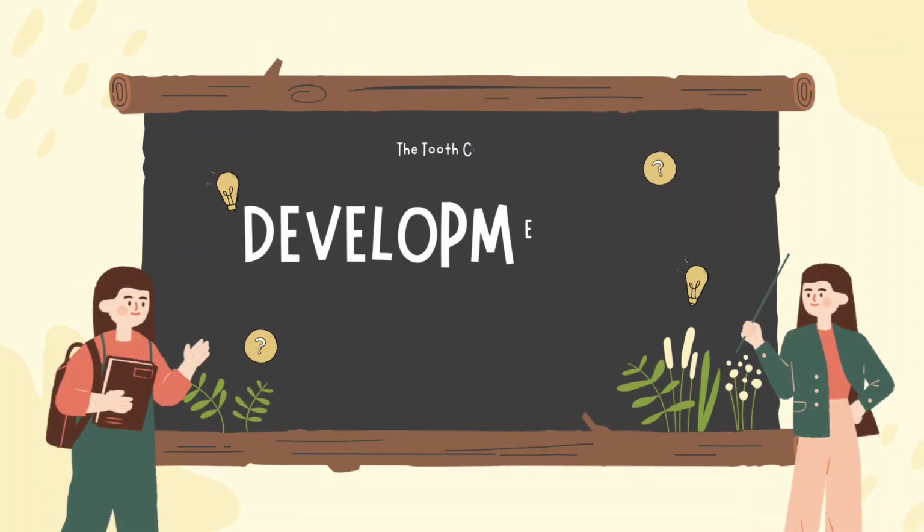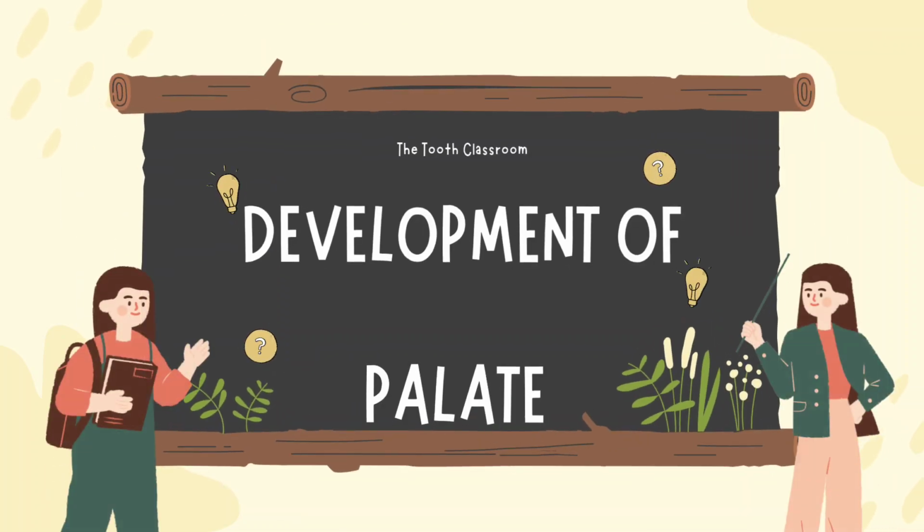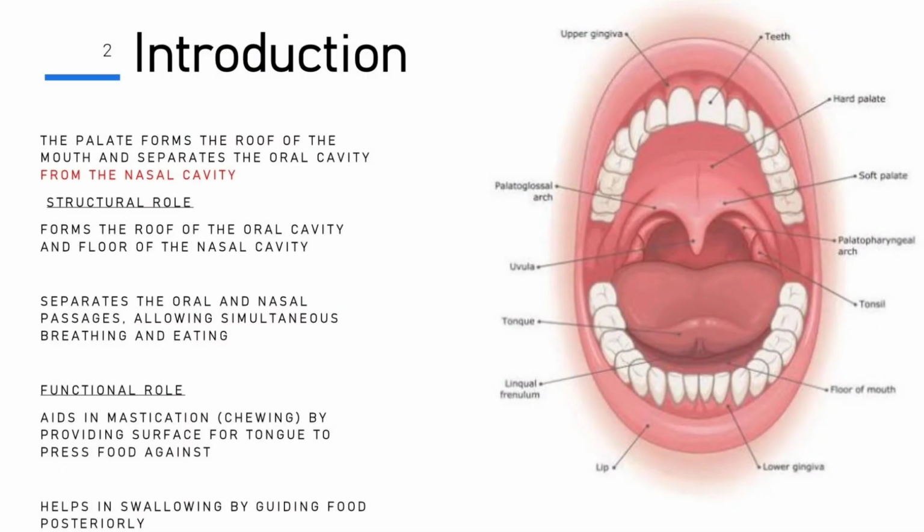Today our topic is development of palate, so before going into development let's get a brief introduction of palate. The palate forms the roof of the mouth and separates the oral cavity from the nasal cavity. Structural role: forms the roof of the oral cavity and floor of the nasal cavity. Separates the oral and nasal passages, allowing simultaneous breathing and eating.